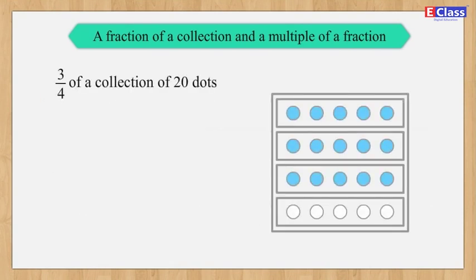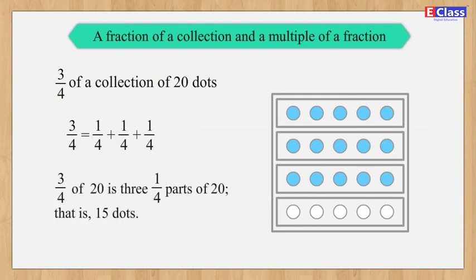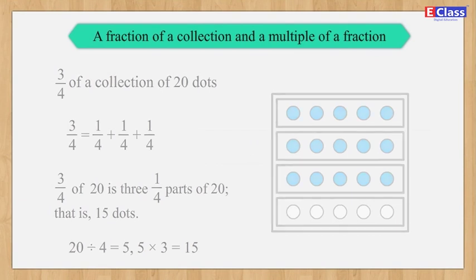3 upon 4 of a collection of 20 dots. 3 upon 4 is equal to 1 upon 4 plus 1 upon 4 plus 1 upon 4. 3 upon 4 of 20 is 3 parts of 1 upon 4 of 20, that is 15 dots. 20 divided by 4 is equal to 5. 5 multiplied by 3 is equal to 15.